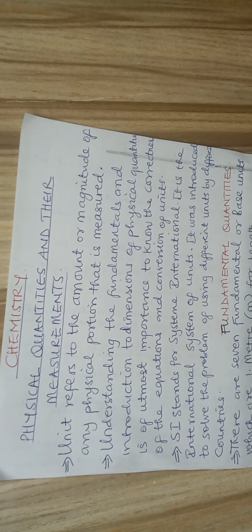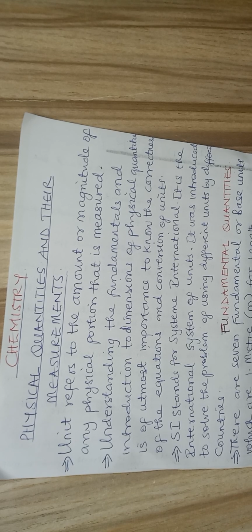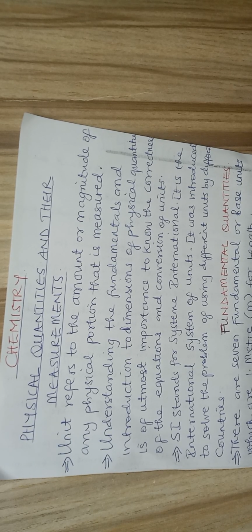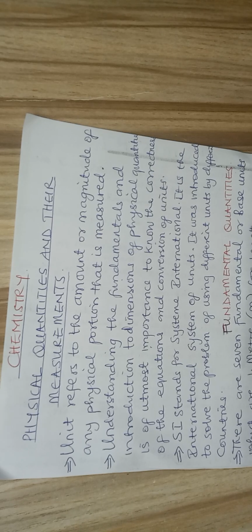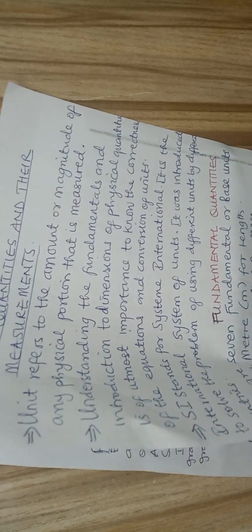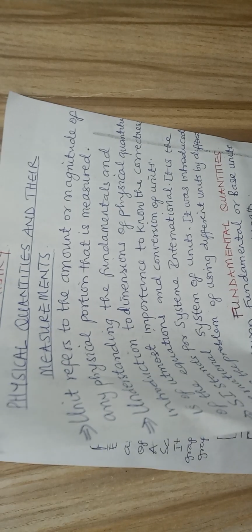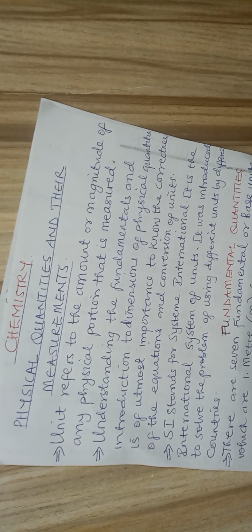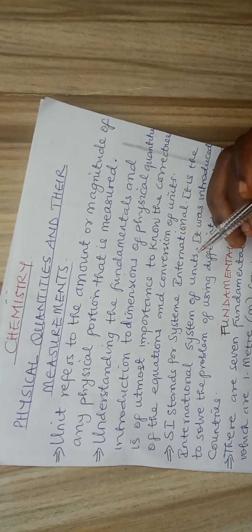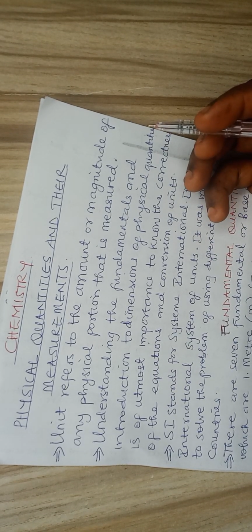Now, at the end of this class, you're expected to be able to define or describe the SI units, differentiate between the fundamental quantities and the derived quantities. Then also discuss the precision of measurements and be able to convert some values. So let's look at the first part here, which is the meaning of units.